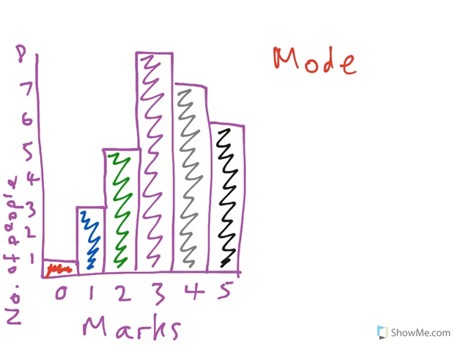Next, we're going to look at the mode. This is the easiest one to do. This is the one that appears the most, remember. So which mark was the most common? Well, you can see from the largest bar in your bar chart that 8 people scored 3 marks. So your mode is 3. Easy.